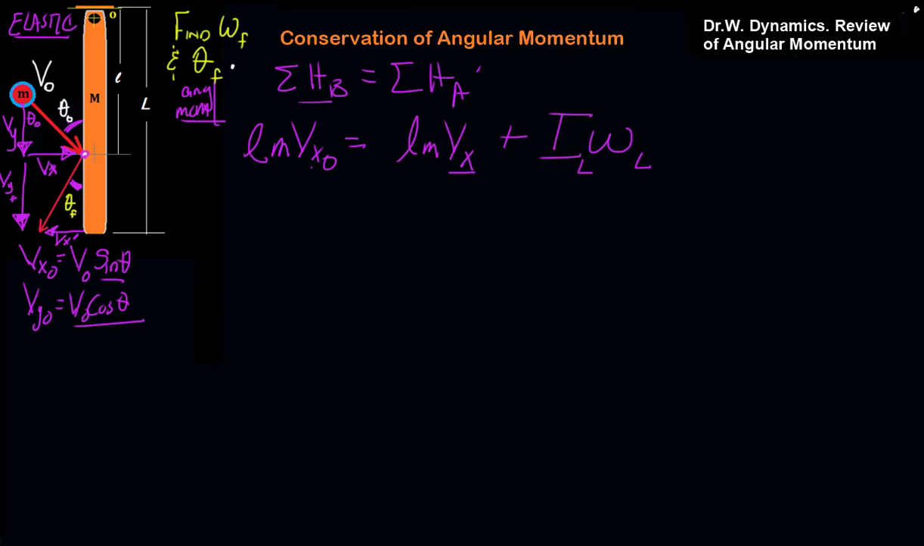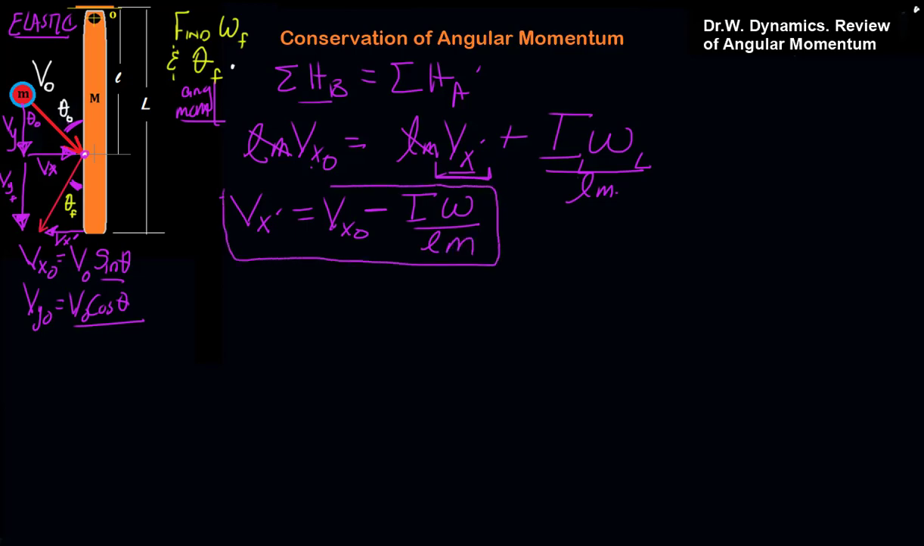And let's clean this up a tiny bit. I'll divide through by L and m, and we'll get an equation for Vx prime here. Vx after will be Vx before minus I omega on L m. So that's a way of finding the rebound speed, and I'm guessing that it's positive initially, and I'll let the equations tell me when it becomes negative.